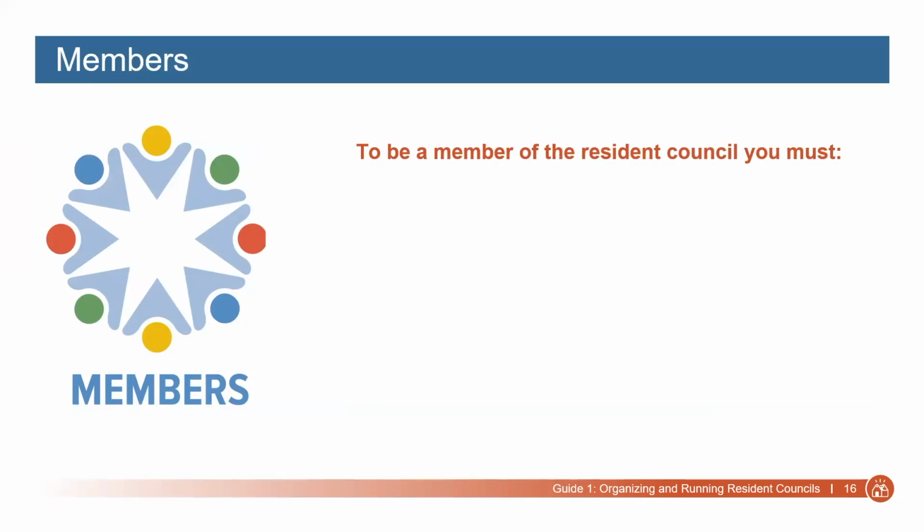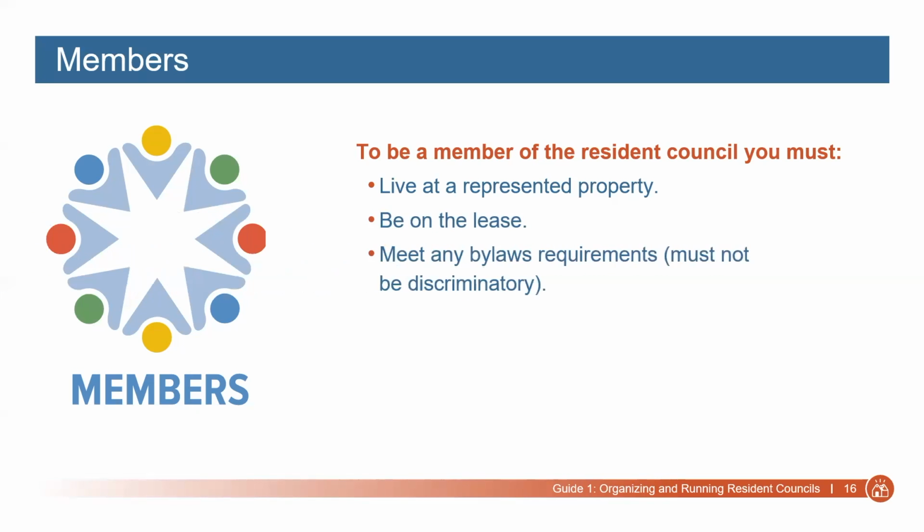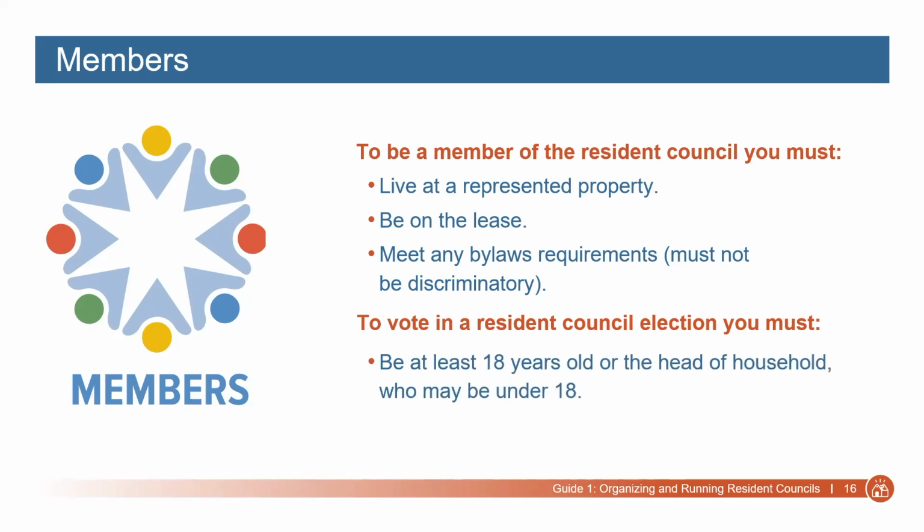To be a member of the resident council, you must live at a represented property, be on the lease, and meet any bylaws requirements. While the resident council may establish additional criteria for membership and state these in the bylaws or constitution, these rules cannot be discriminatory or infringe on the rights of other residents. To vote in a resident council election, you must be at least 18 years old or the head of household, who may be under 18.